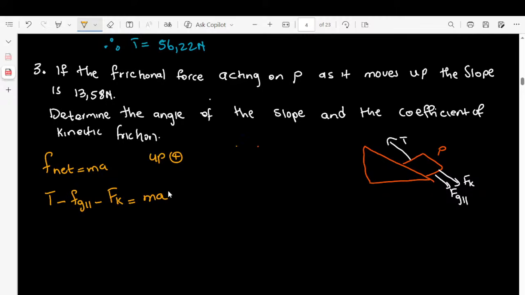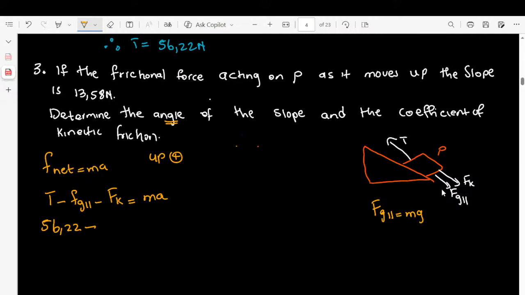What is the question saying? They want us to determine the angle of the slope. So to determine the angle of the slope, this is what I'm going to do. I know that the tension, we already have the tension as 56.22. So I'm going to substitute my tension: 56.22 minus.